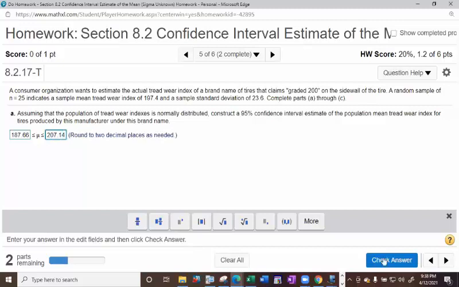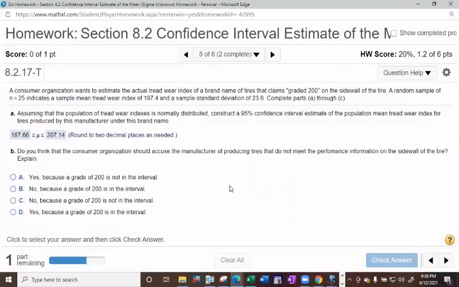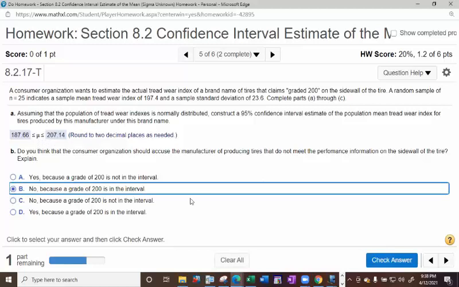Let's see how we did here. Tremendous. All right, should we accuse them of producing tires that do not meet performance? No, because the 200's in the interval. So even though the sample mean is 197.4, there's a 95% chance that the actual population mean is in this interval, which does contain the 200. So I like it.